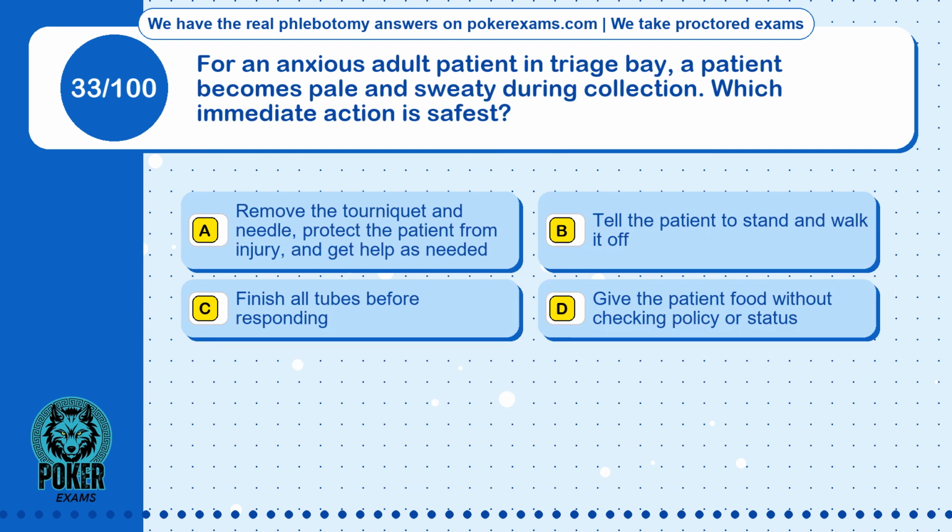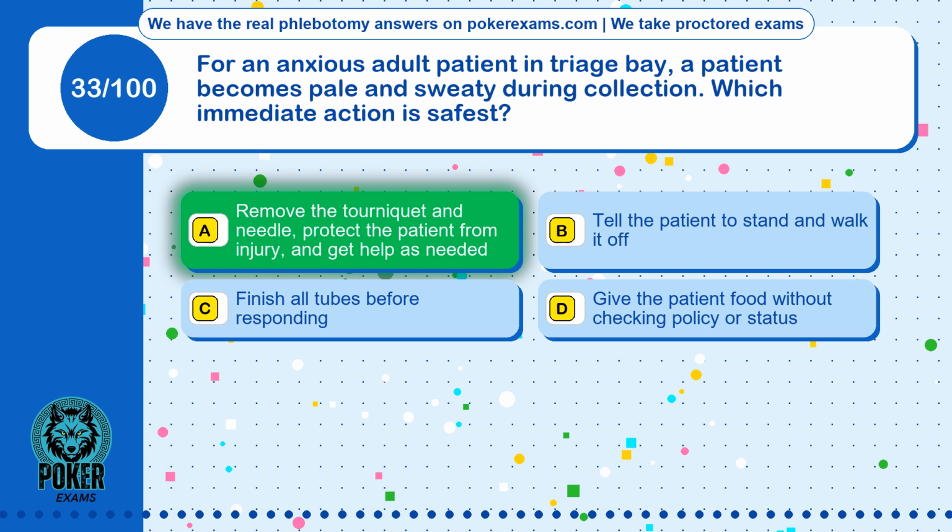Question 33. For an anxious adult patient in triage bay, a patient becomes pale and sweaty during collection. Which immediate action is safest? Option A. Remove the tourniquet and needle, protect the patient from injury, and get help as needed. Option B. Tell the patient to stand and walk it off. Option C. Finish all tubes before responding. Option D. Give the patient food without checking policy or status.